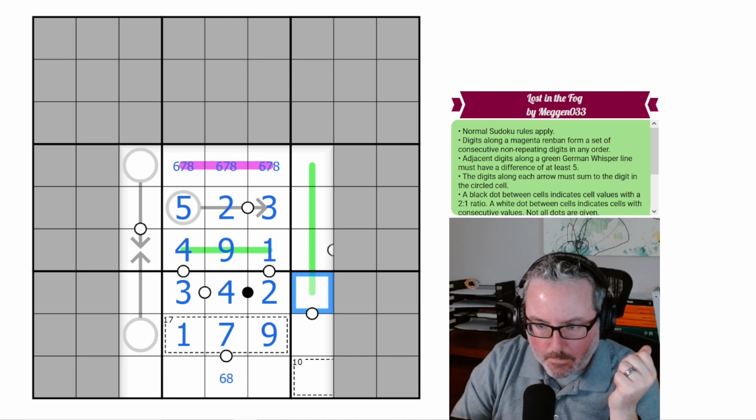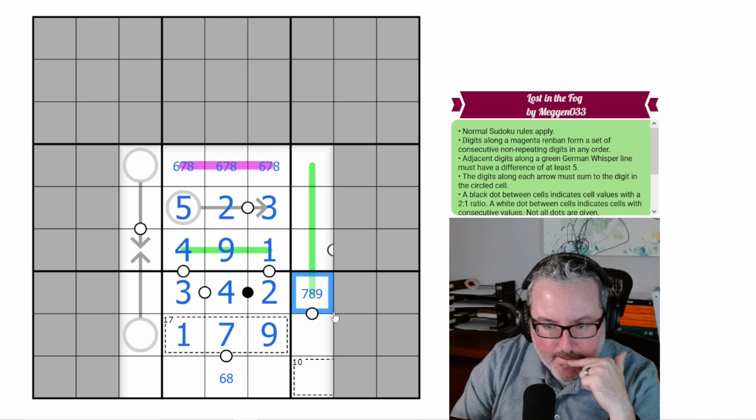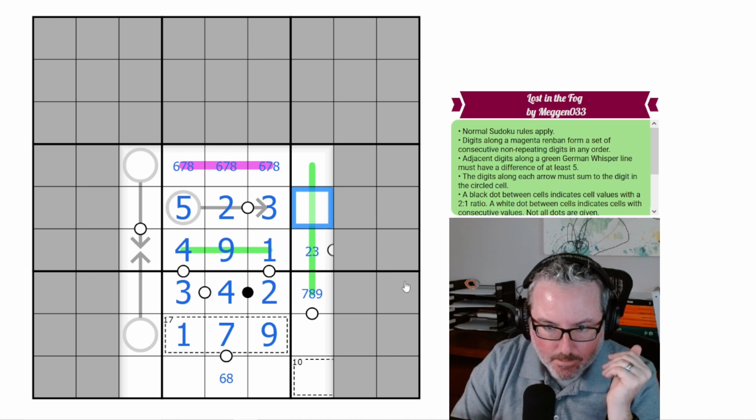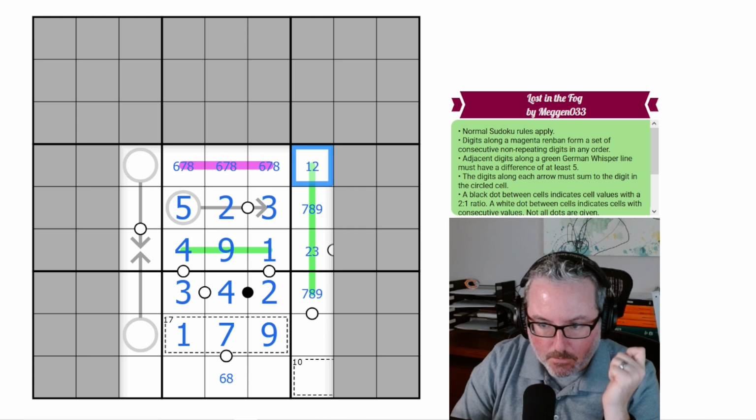So it has to be from 6, 7, 8, or 9. Now, it can't be 6 because that would force this to be a 1, so we can get rid of that. This is a low digit. It has to be from 2 or 3. This is going to be a high digit. It can be 7, 8, or 9. This has to be a low digit. It could be absolutely anything.